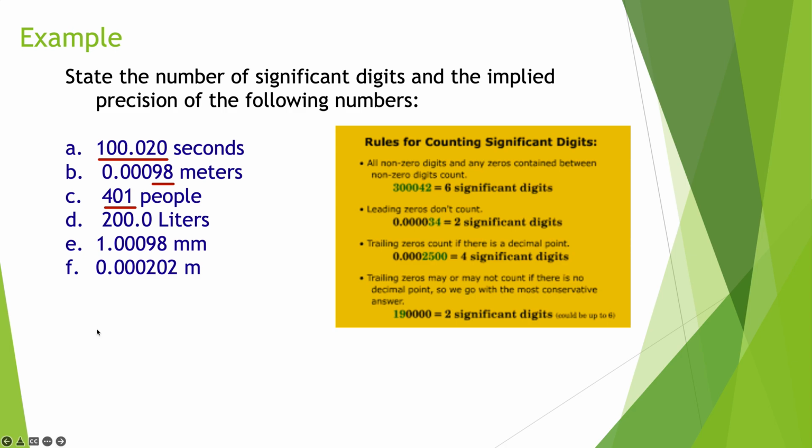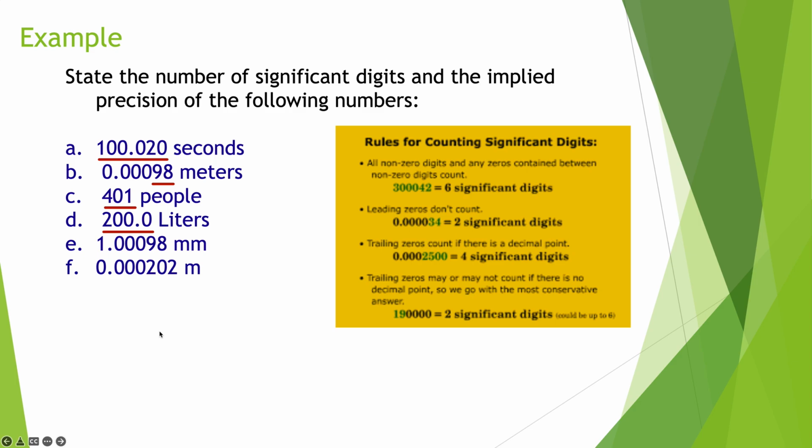Now, this one you might think of as a little tricky, but the decimal point is what makes this really important. These are trailing zeros, but they do count at this point because of that decimal point. So I have 4 significant digits there. Next up.